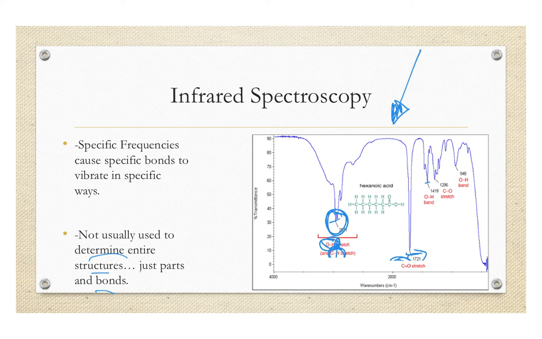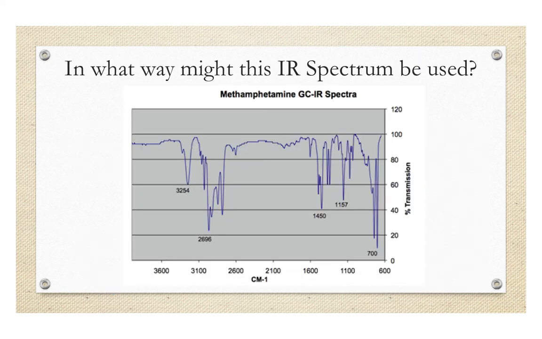Okay, this would be a narrow peak. This would be a broader peak. This would be a stronger peak. These would be medium or weaker peaks.